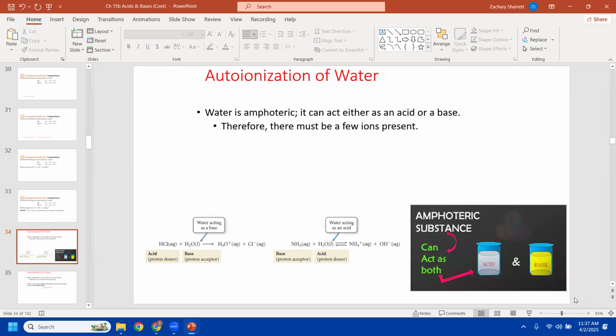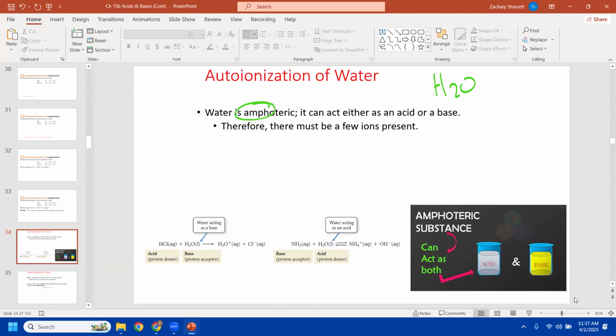So water. Anybody know the formula for water? H2O. So water is an amphoteric substance. Have you ever heard the term amph before? Where have you heard the word amph before? What is an amphibian? It's something that can survive in water and land. So in this case, water is an amphoteric substance because it can act as either an acid or a base.